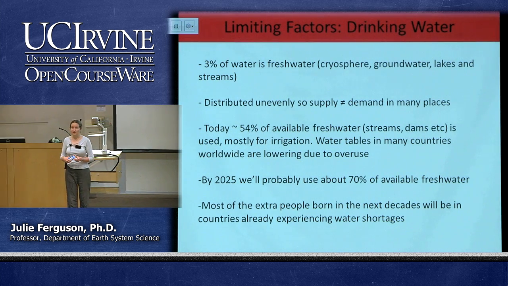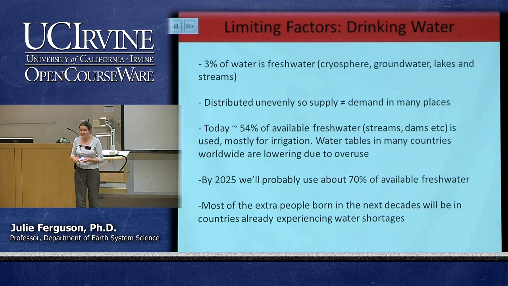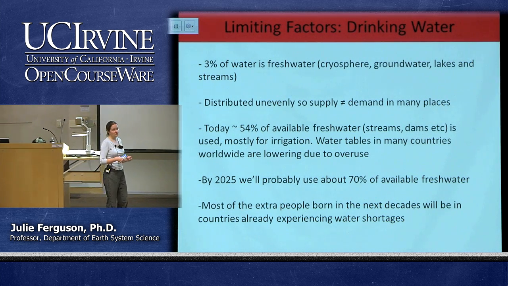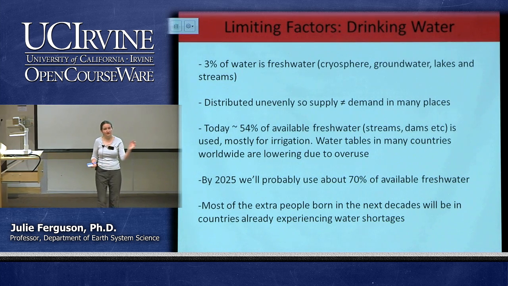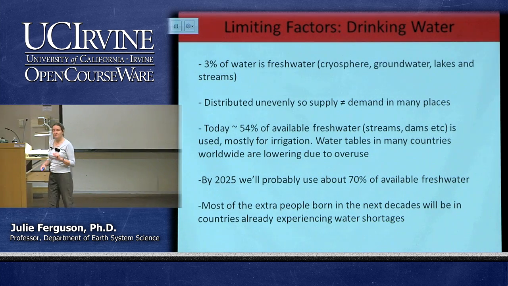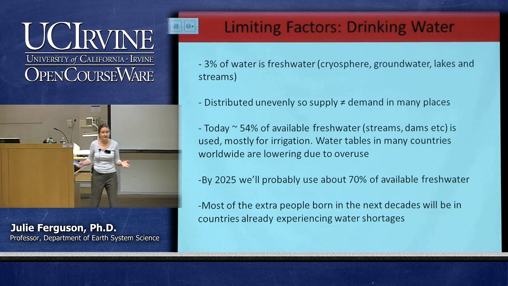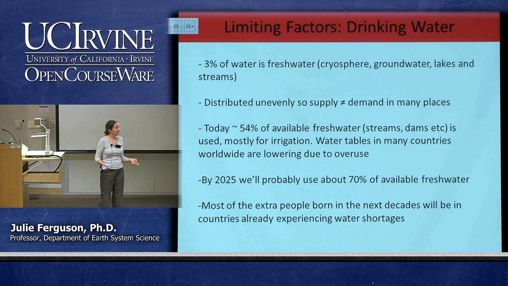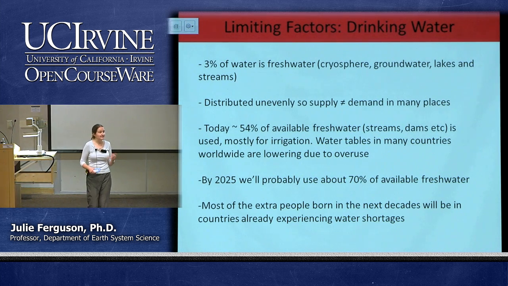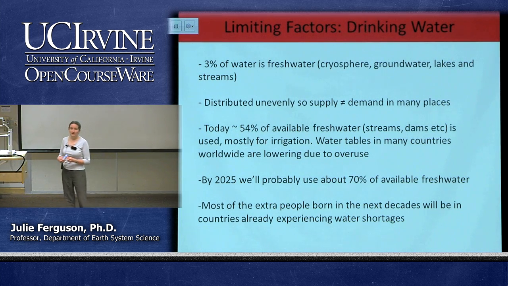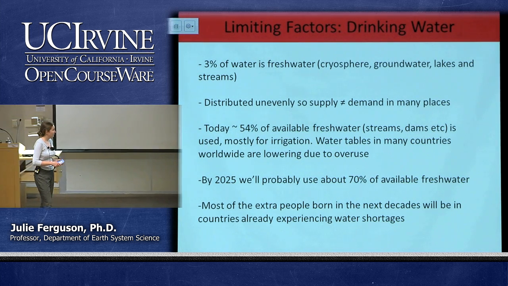By 2025, people are anticipating that we might use up to 70% of that available fresh water. We're going to be diverting more of it for human use, especially as our population grows. But we can talk about the global picture again, but remember it's that supply versus demand. And our problem is that a lot of our population growth in the next few decades isn't going to be in areas where there is lots of supply. It's going to be in places which are already experiencing pretty dramatic water shortages. So we're going to exacerbate our problem. We're going to make our problem worse rather than better.